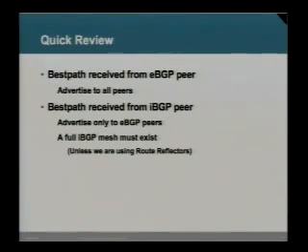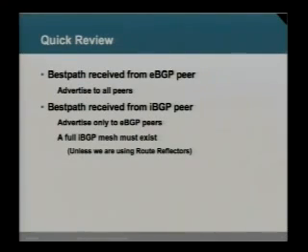Best path is received from eBGP peers. That's advertised to all peers, whether internal or external. If the best path is received from an iBGP peer, it will be advertised only to eBGP peers. Okay? We assume that a full mesh iBGP exists, or at least the alternative to the full mesh, which is route reflector or confederation if you're still using those. But generally, we assume that full mesh iBGP exists.